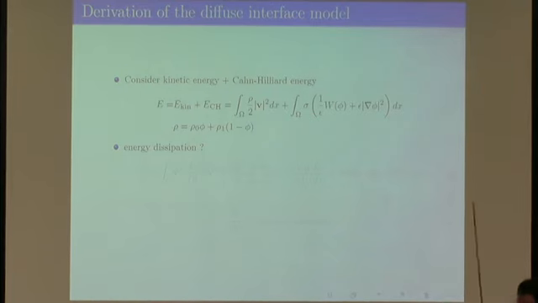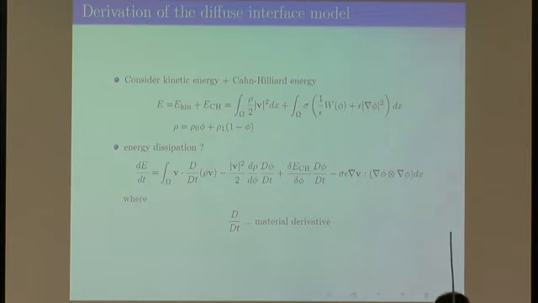Okay, and then to derive now a hydrodynamically consistent model for this, we can put together the kinetic energy and the Cahn-Hilliard energy, which is done here. And then we can ask about energy dissipation, because it's known that in a closed system, to agree with the second law of thermodynamics, you need that this energy is non-increasing over time. So one can compute the time derivative of this energy, and it's, well, some complicated expression.